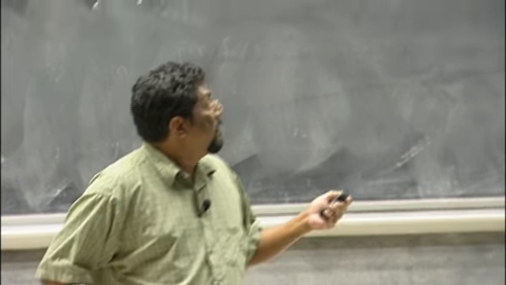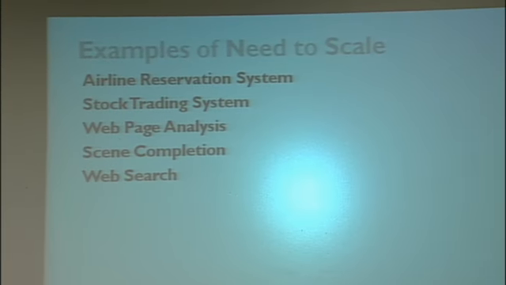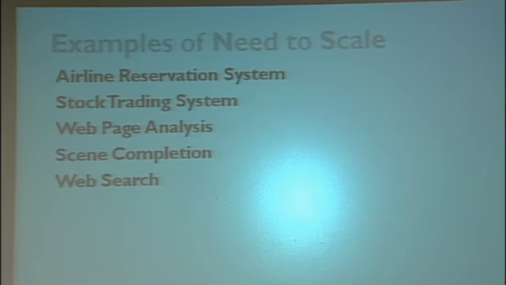So here are some examples. Something like an airline reservation system: all the airlines have to deal with millions of flights and millions of seats. Things like a stock trading system, where all the trades have to come in, the prices have to get calculated, and trades have to get validated. Web page analysis, where you do some kind of global understanding of what's going on. And I'm going to talk about two things too: scene completion and web search, which probably everybody knows.